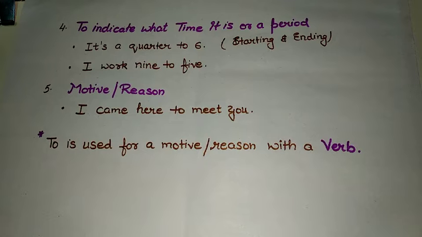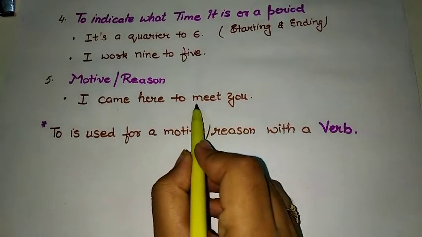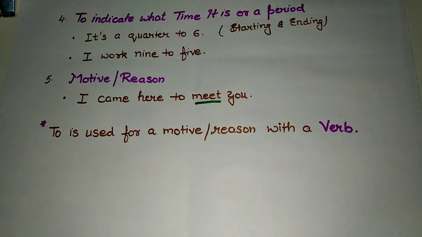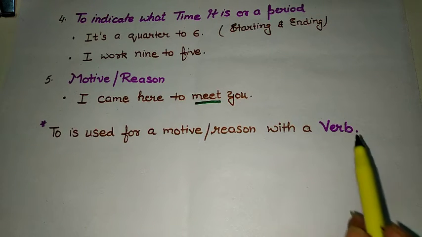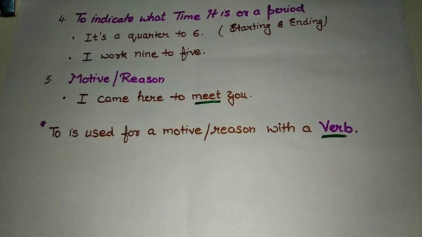Next and the last point where we can use "to" is to represent a motive or a reason. Like, I came here to meet you. Can you see the verb in the sentence? Here is the verb, meet. So, "to" is used for a motive or a reason with a verb only. So this is the main difference, that whenever we are using a verb, we can use "to". I will repeat the same point in the case of "for" also.